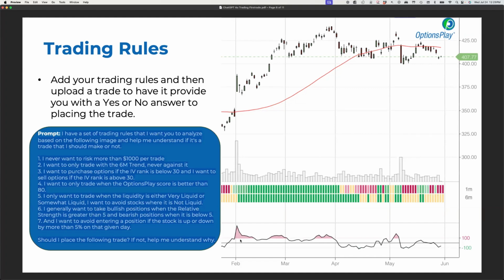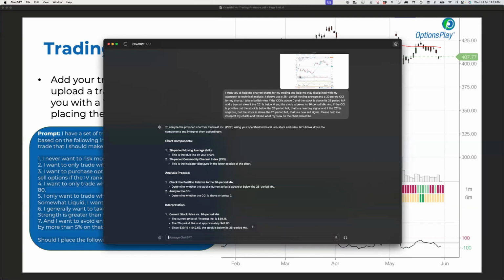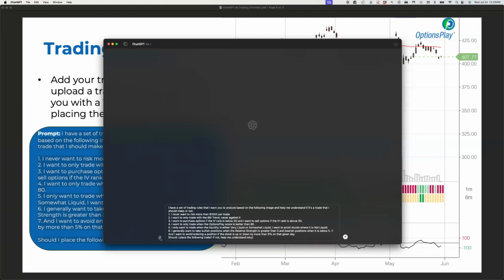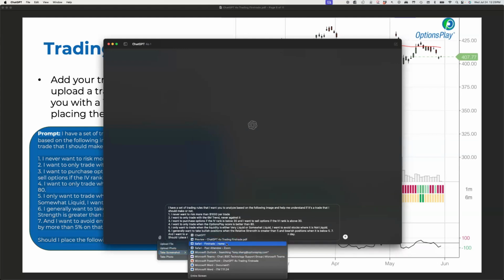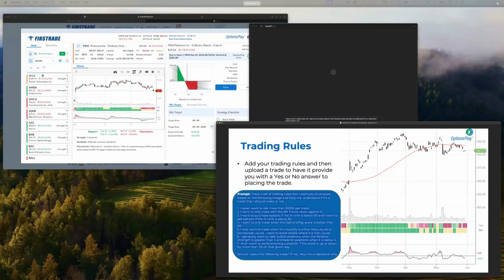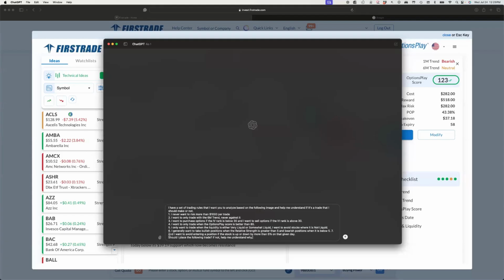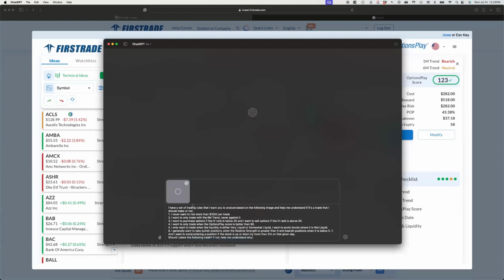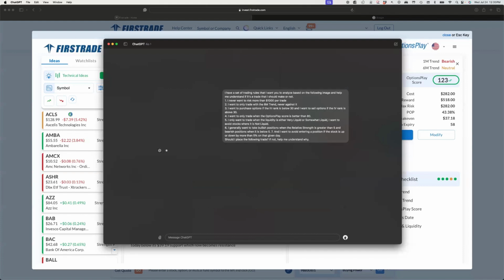You might have to take these and customize it for yourself. But I basically take these rules. I'll start a new chat in ChatGPT just to keep this clean. I paste this rule into ChatGPT, and again, I take a screenshot of my first trade platform, which in this particular case has the options play platform up, right? So I'll upload that specific trade, the Pinterest trade that I need, and I'll send this off for analysis.